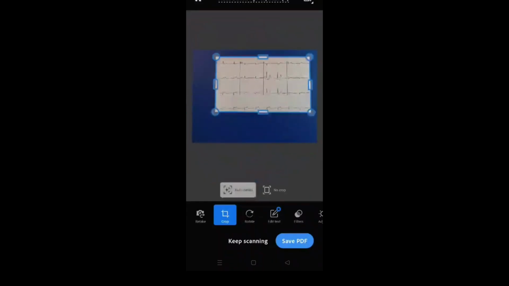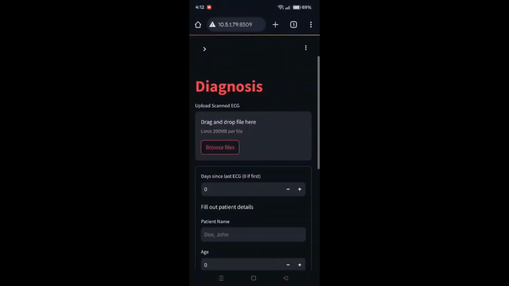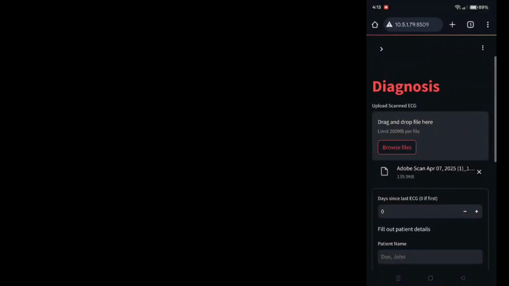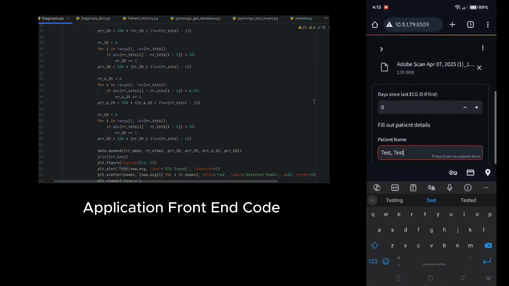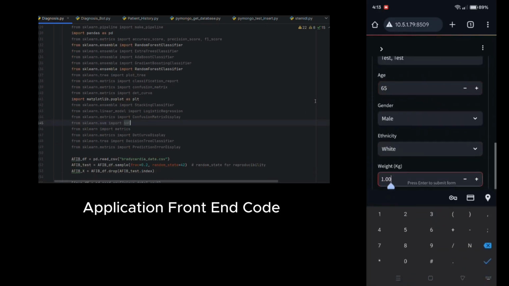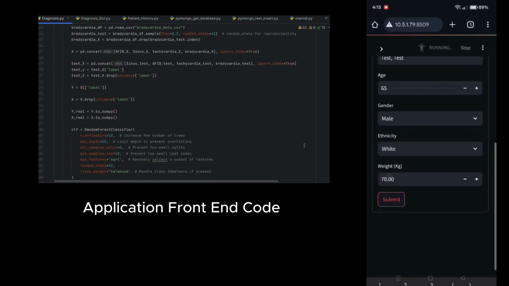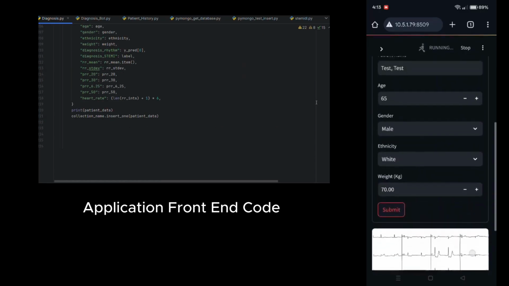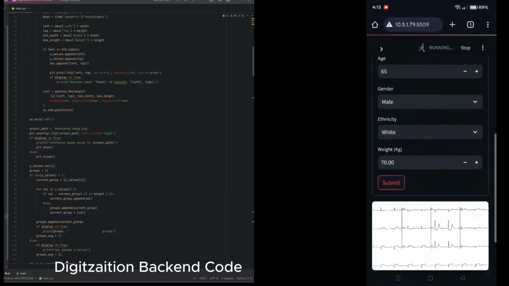The user starts by scanning a paper ECG. Once the paper ECG is scanned, it is uploaded to our CardioSense app. When the ECG is uploaded, we prompt the medical professional to enter some basic information about the patient, such as their name, age, and gender. Once it is submitted, you can double check your scan by looking at an image of it.